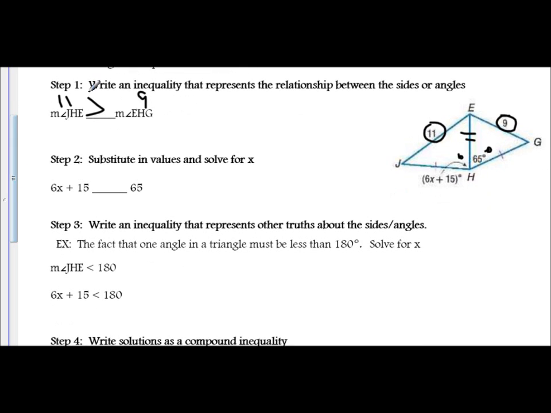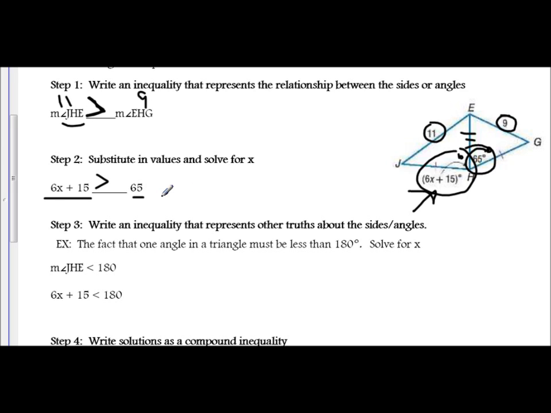So now that we've set up our inequality, we're going to substitute the value for JHE. Well, JHE, the angle, is equal to 6x plus 15. So I substitute my 6x plus 15 for JHE. And then EHG is 65 degrees, so I substitute that value. And in my inequality, we said that the angle JHE was greater than 65.